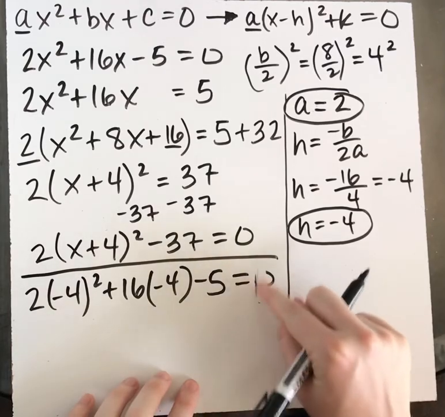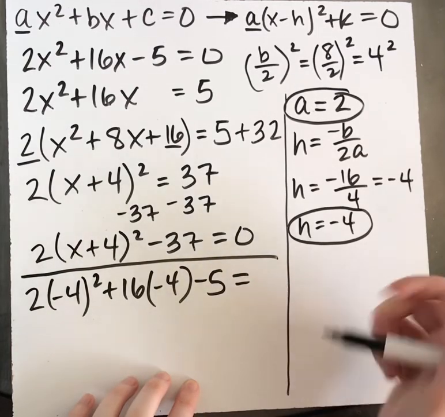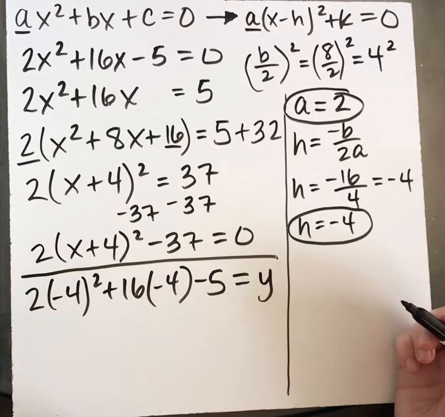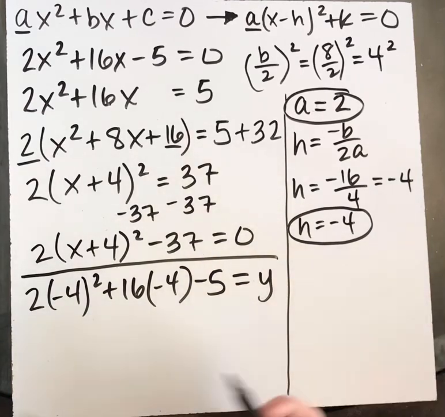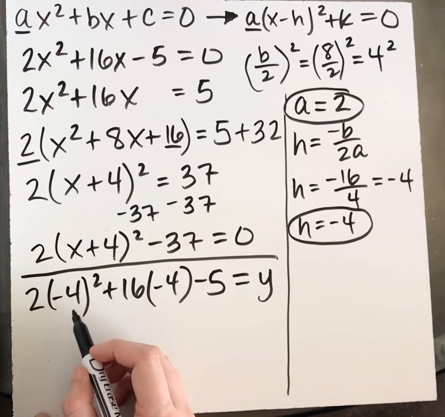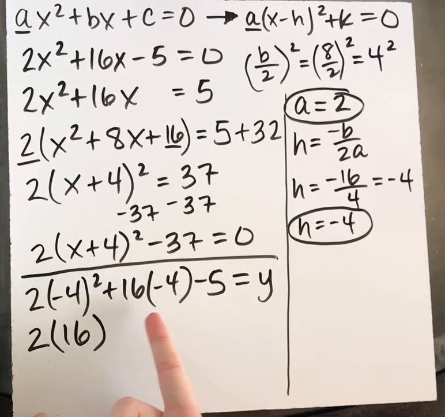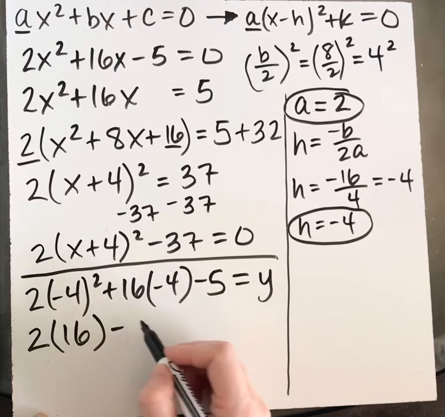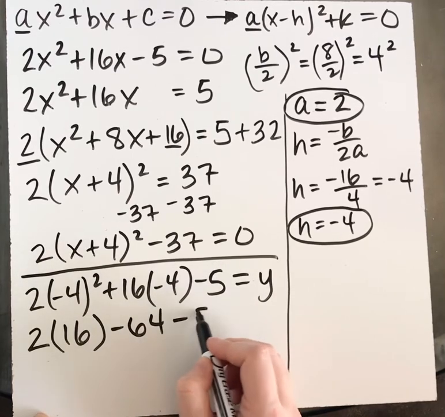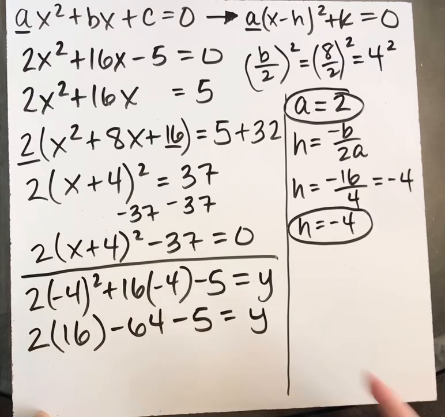And this actually equals our y term. I apologize, because we're solving for y, or in this case, k. So order of operations tells us we're going to square first. We've really got 2 times 16. We can multiply here to get negative 64 minus 5 equals our y, or our k term.